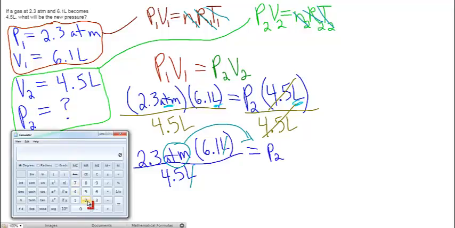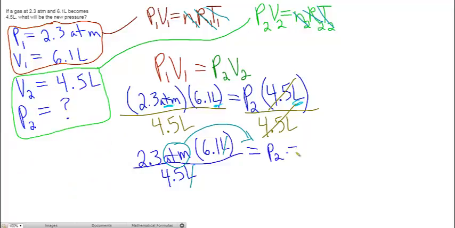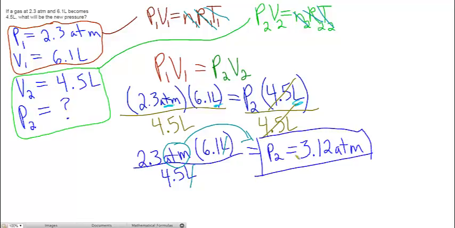If I calculate this, it's 2.3 times 6.1 divided by 4.5. So this will turn out to be roughly 3.12 atm. That's my final answer.